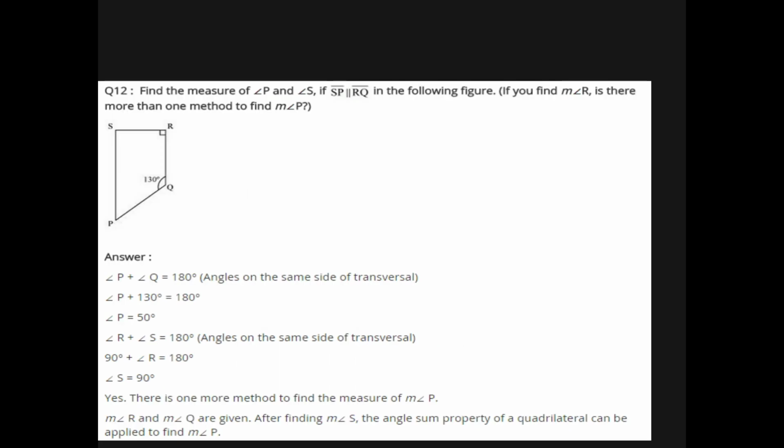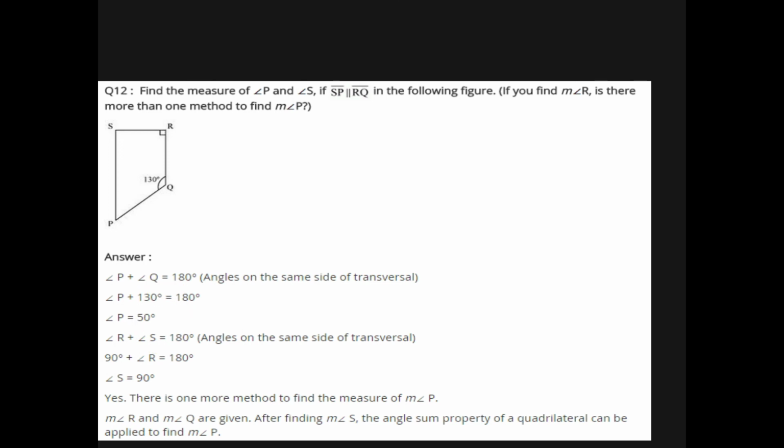Find the measure of angle P and angle S if SP is parallel to RQ. And we have to find out angle R also here. Okay, now P plus Q is equal to 180 degrees. See, these two are parallel lines and this is a transversal. So this is P and this is Q. Both are on the same side of the transversal. So this will become a supplementary angle. So P plus 130 is equal to 180. So 180 minus 130, P will become 50 degrees.